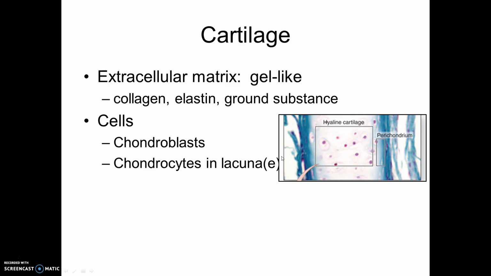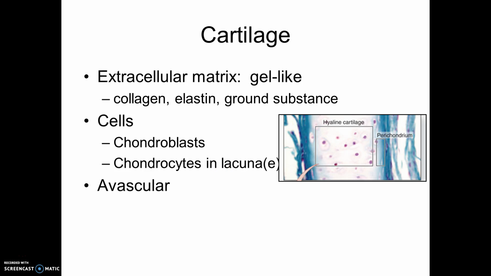So chondroblasts are the cells that produce the extracellular matrix: the collagen, the elastin, the ground substance. And once they produce that extracellular matrix, they become entrapped by it, which again is semi-solid like, and they're contained within a space which you can see surrounding the cell called a lacuna. And when they become entrapped in that lacuna, then they're referred to as chondrocytes. So chondroblasts produce the extracellular matrix. Chondrocytes are then what they become when they're trapped by that extracellular matrix. All right.